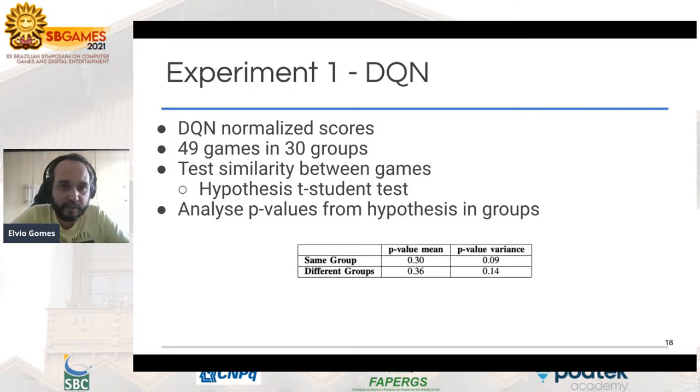In experiment one, using DQN, we take 49 games in 13 groups, and we tested similarity between all games, one by one, within the same group, between different groups, all games. So we take this analysis and apply a hypothesis Student's t-test. And after that, we take p-values, variance, and means. We saw that games in the same groups have a small p-value mean and small variance. Games from different groups have bigger p-values and bigger variance too. But this first experiment is only with the DQN algorithm.